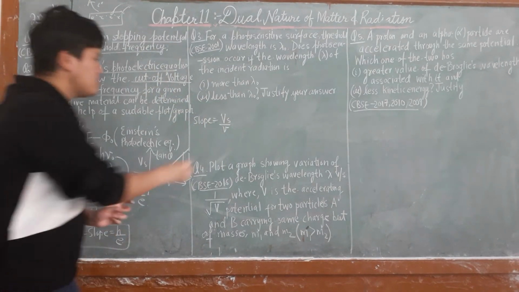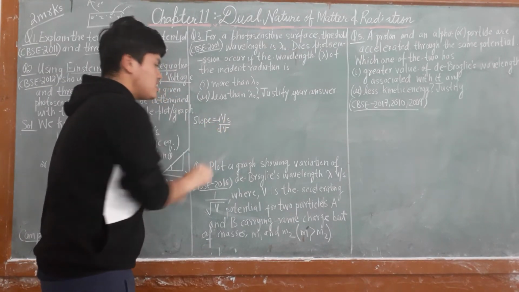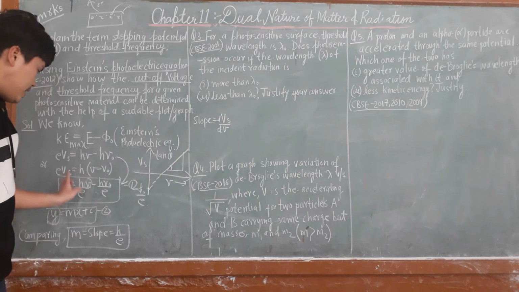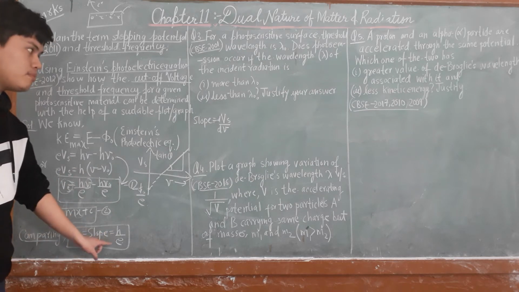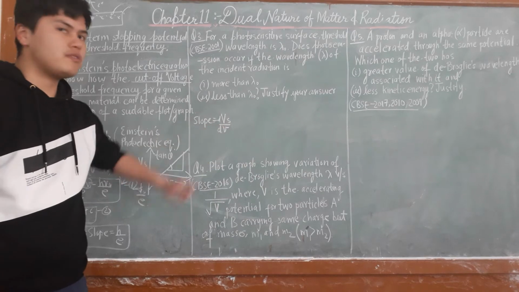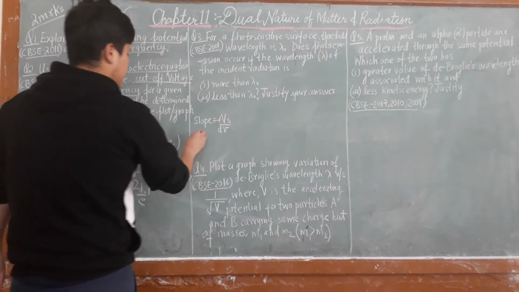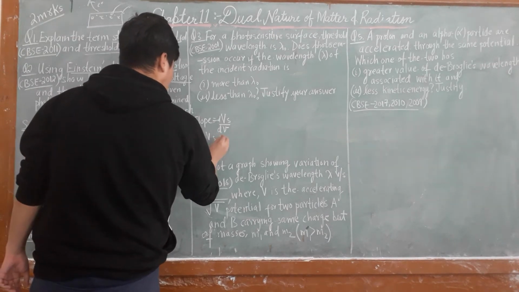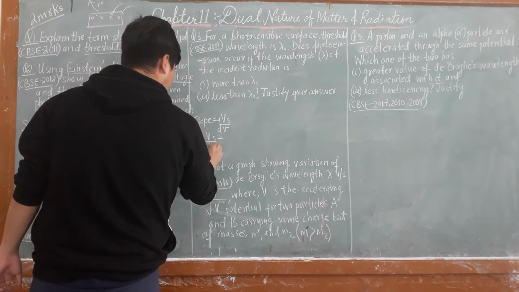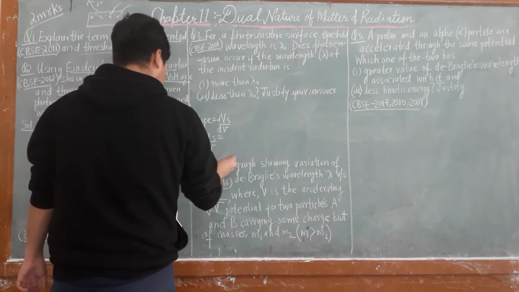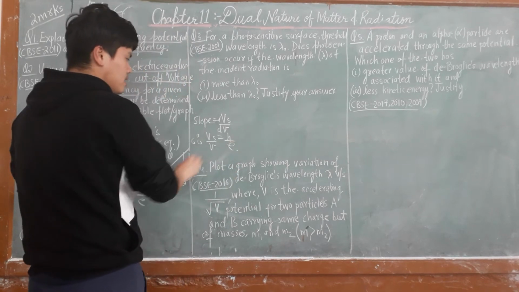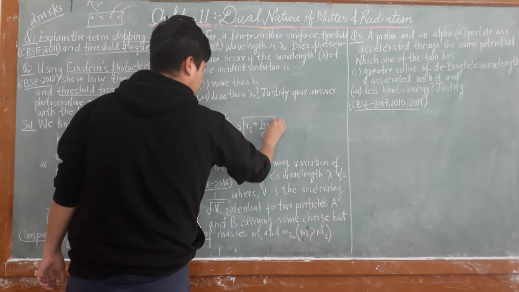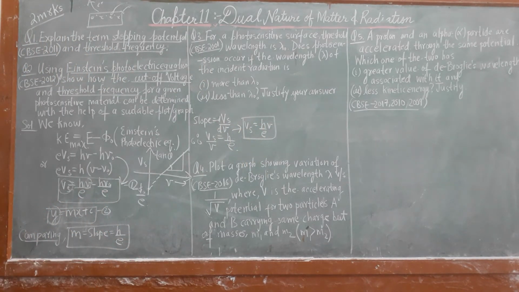Vs upon nu, or you can say the change of dVs upon d nu. By the equation we got the value of slope as h upon e, but through the graph we got dVs upon d nu. Therefore Vs upon nu will be equal to h upon e. Now the value of Vs is h upon e into nu. This is the value of stopping potential.